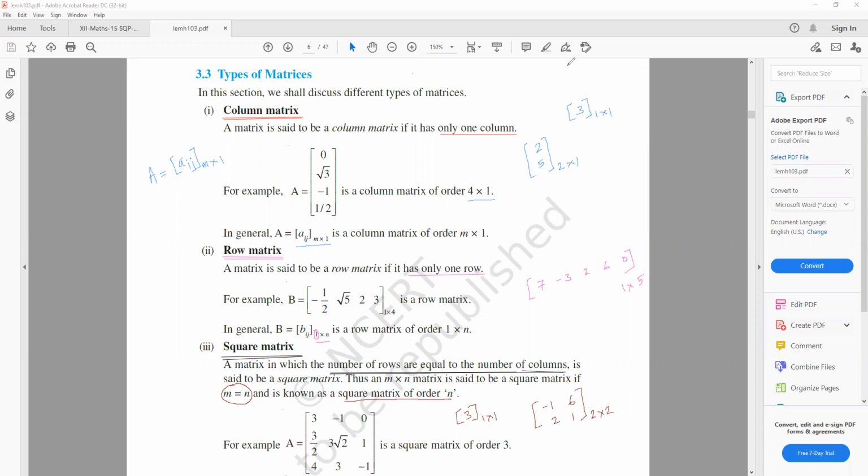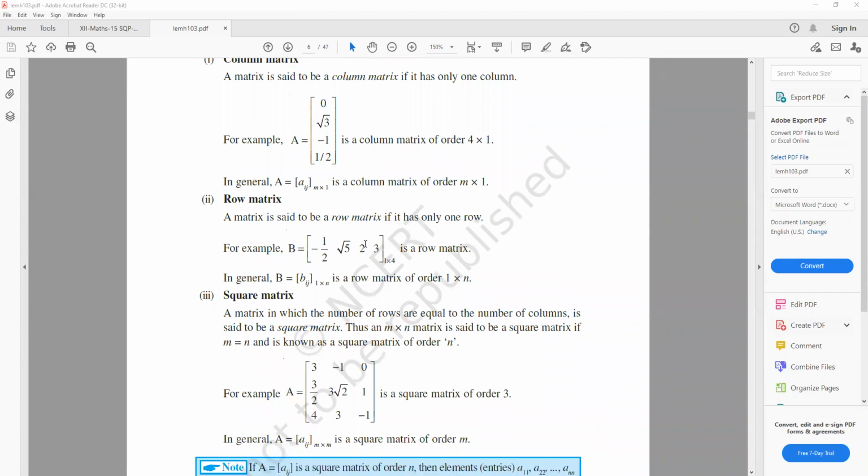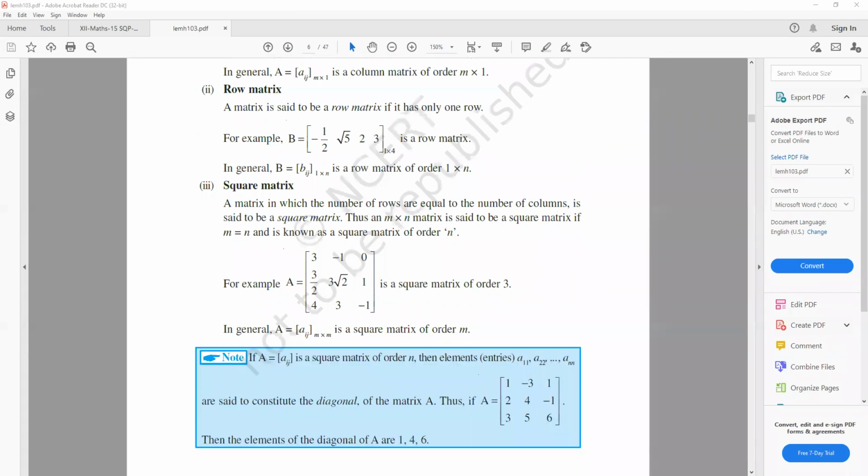Okay. Understood? Yes, sir. Okay. Now we'll go to the next type. So normally, look, there is one more point I have to tell you.